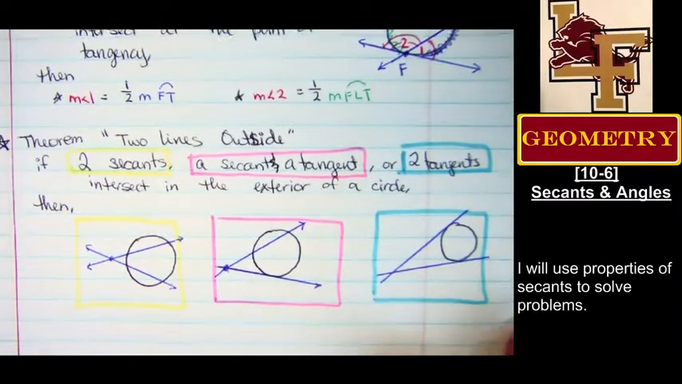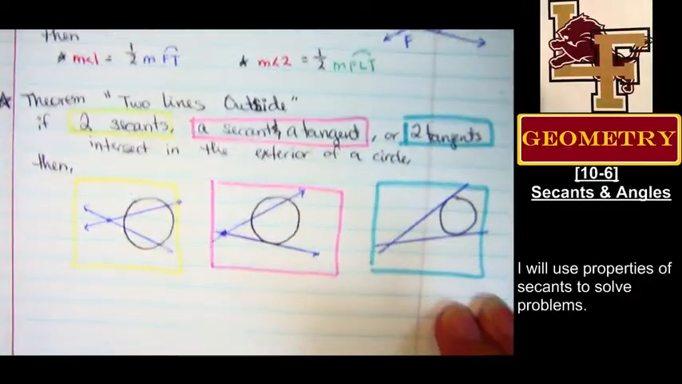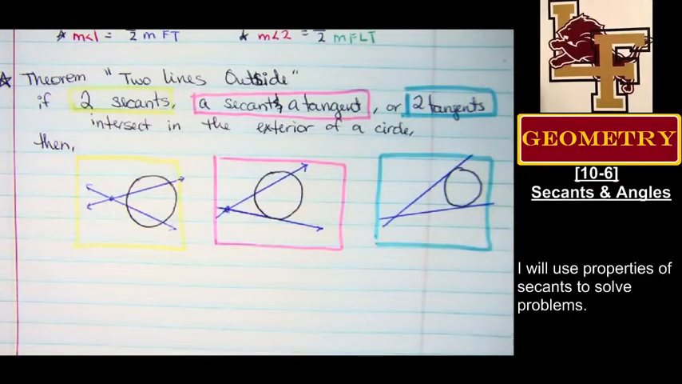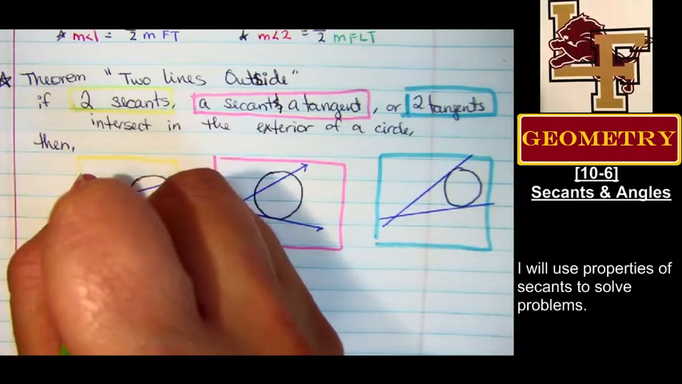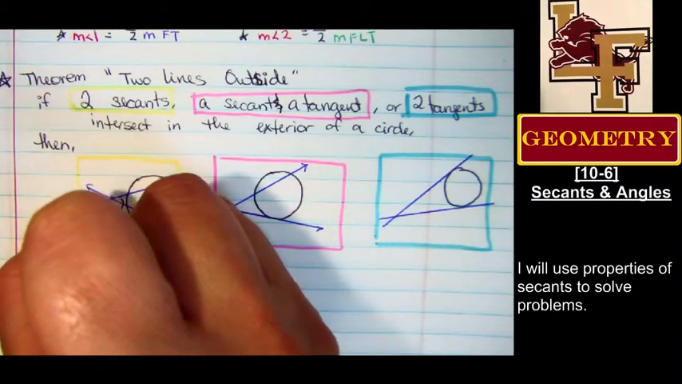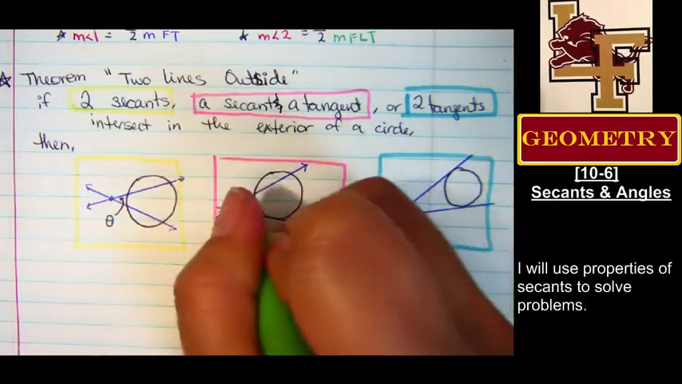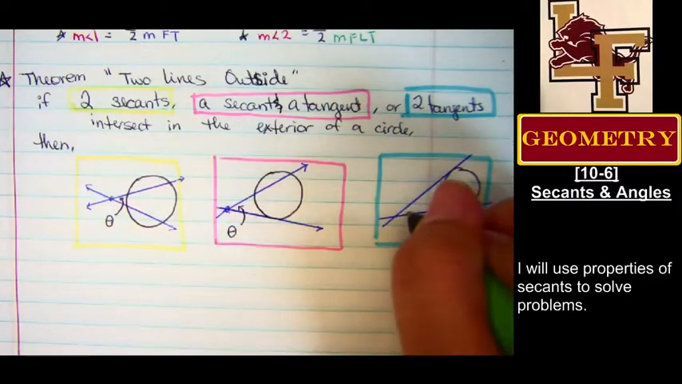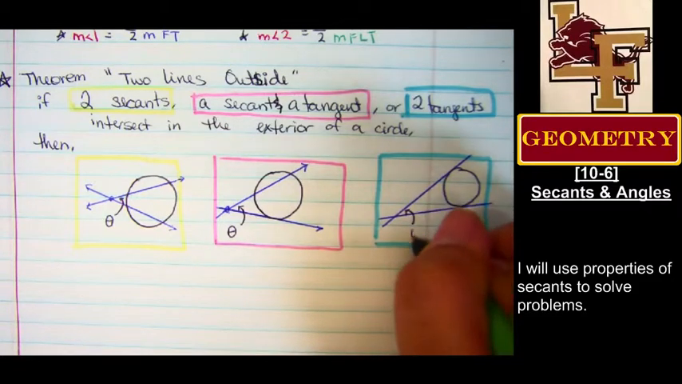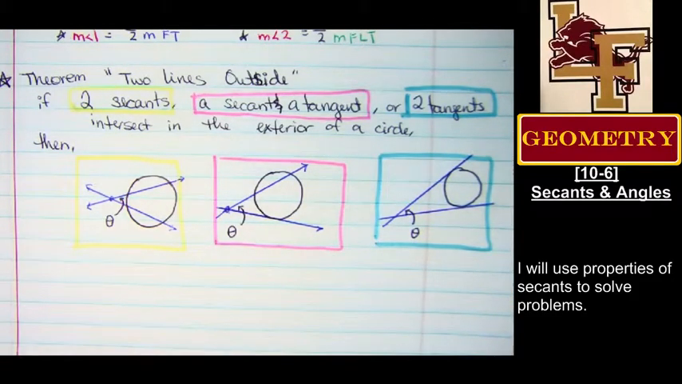Yeah. All right, so if we have any three of these setups, we're going to have one single formula, okay? I'm going to add one little symbol. The measure of this angle here, I'm going to use our angle measure variable, which is theta.